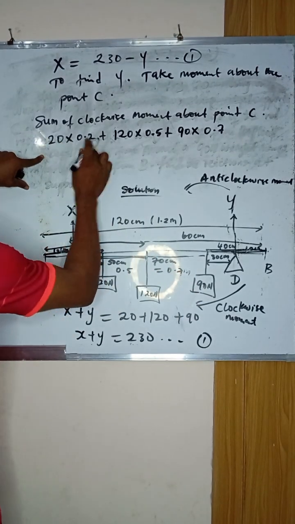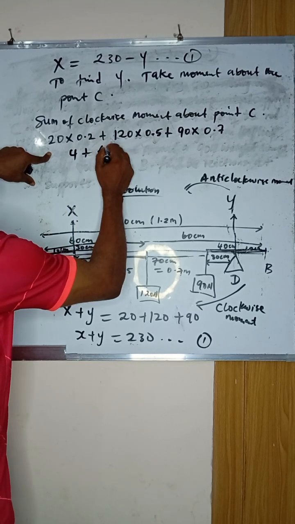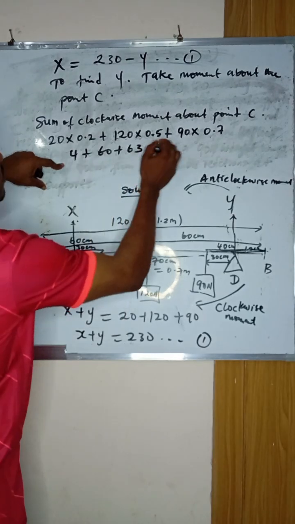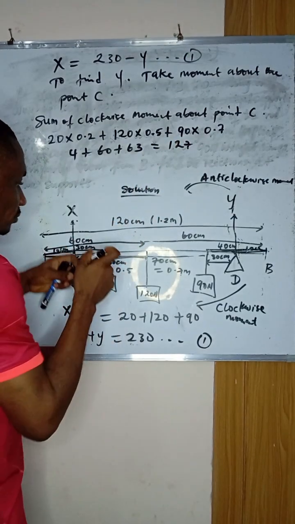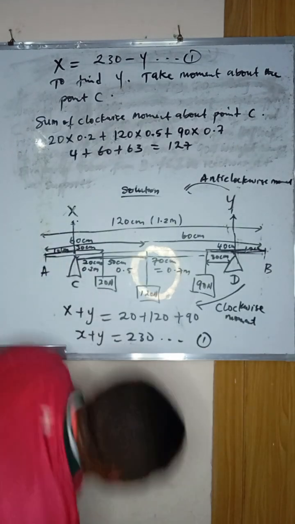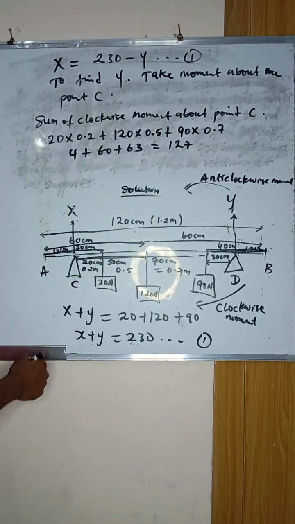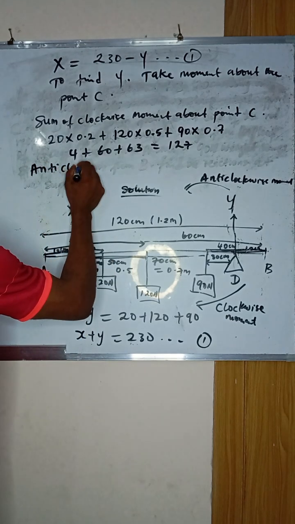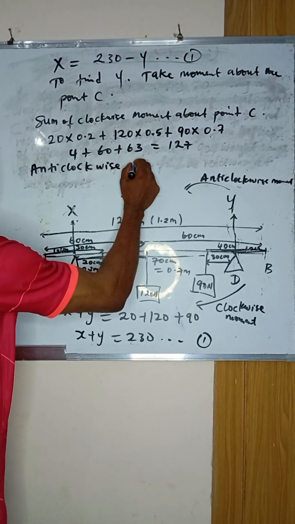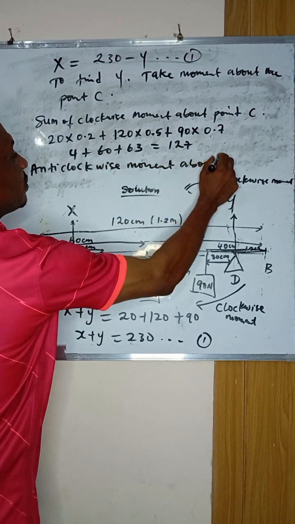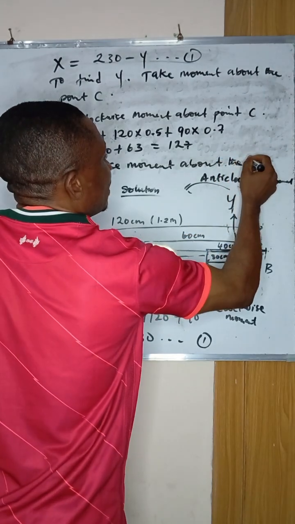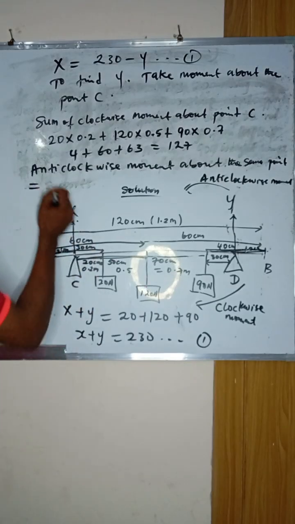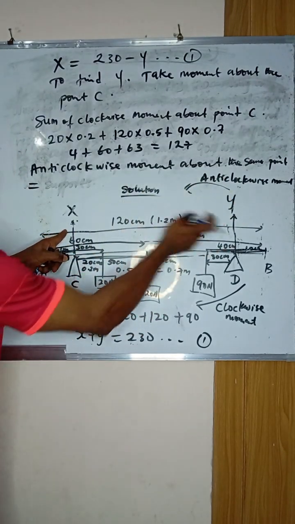So we will now have 20 times 0.2, which is 4, plus 120 times 0.5, which is 60, plus 90 times 0.7, which is 63. Add all of them, you have 127. So that is our clockwise moment. Then the anti-clockwise moment about the same point. Look at the only one force we have here, which is only this.